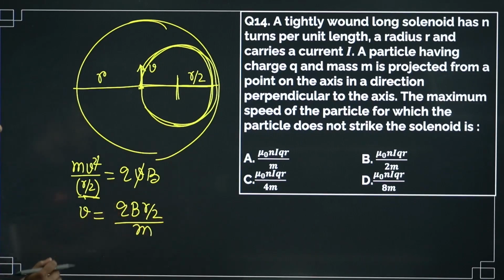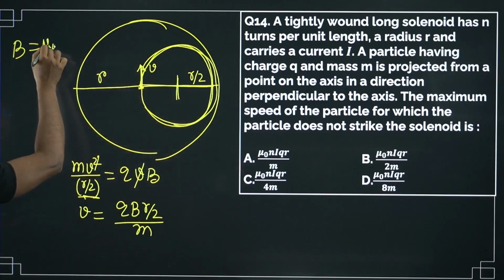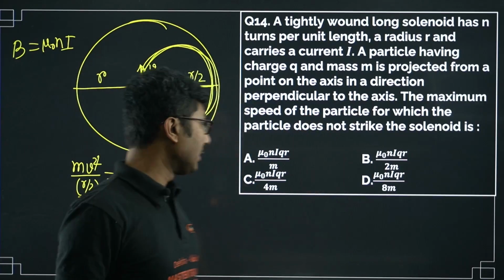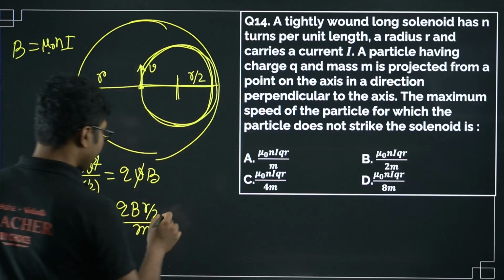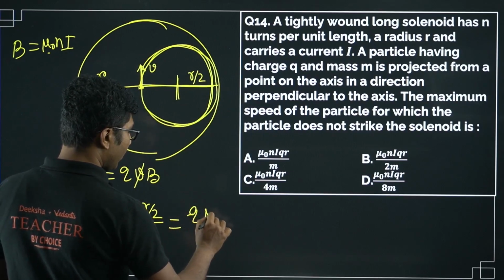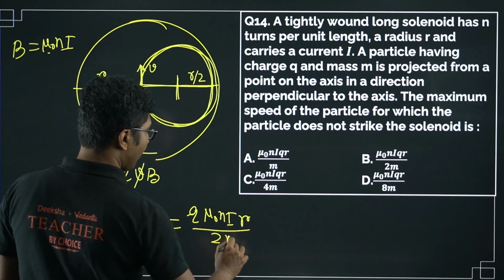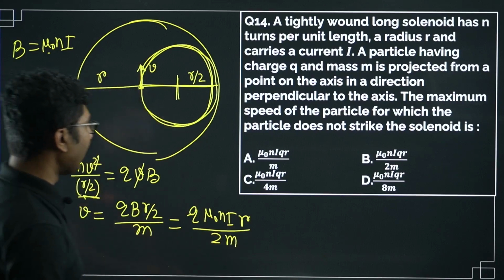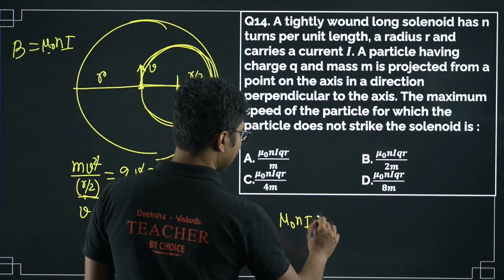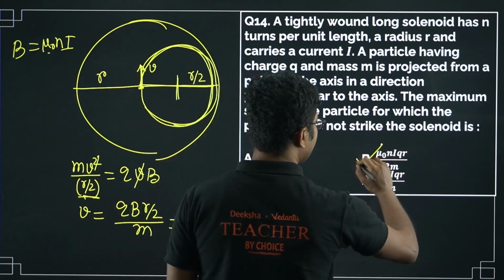Now what is the magnetic field here? Magnetic field due to a solenoid, we just solved, mu naught n I. Number of turns per unit length is small n. Obviously mu naught, so you have to just put the value over here. So q into mu naught n I r by 2m. Okay, so this is the value. Let's see which one is mu naught n I q r by 2m. So option B is correct.